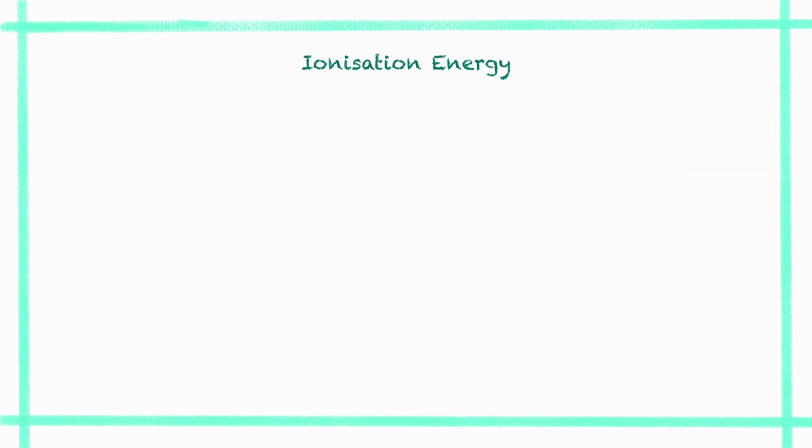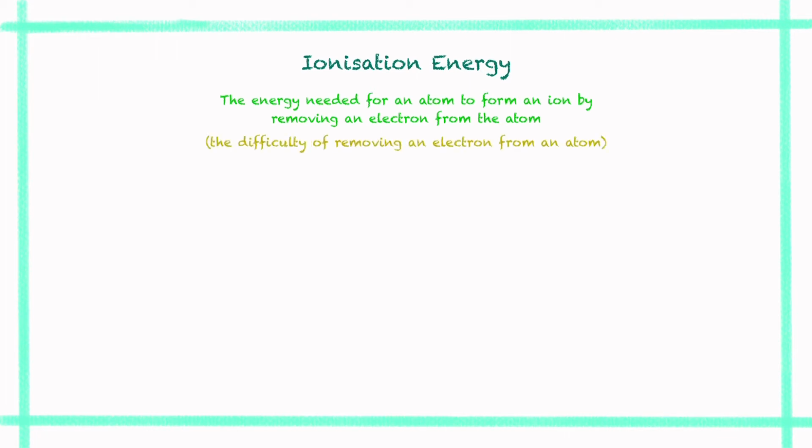Ionization energy is also a big topic in Chapter 3. Its definition is the energy needed for an atom to form an ion by removing an electron from the atom, or in simple words, it is a measure of how difficult it is to remove an electron from the atom. There are also a few terminologies you have to learn.